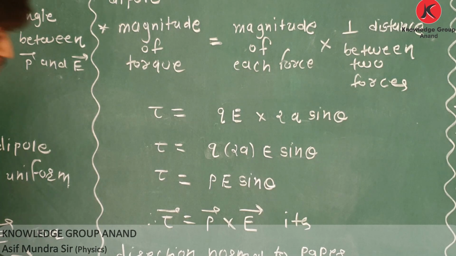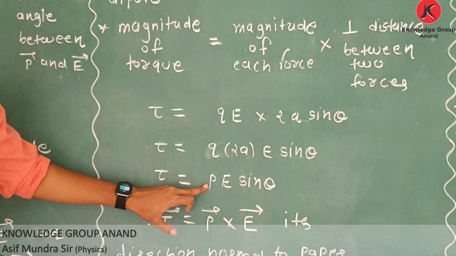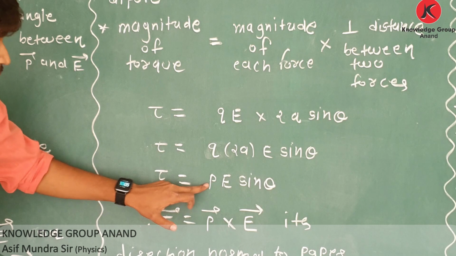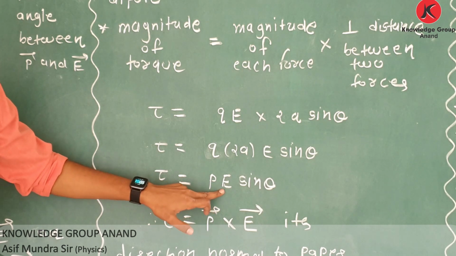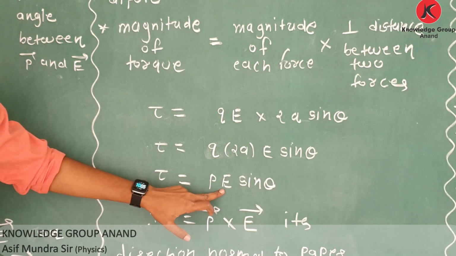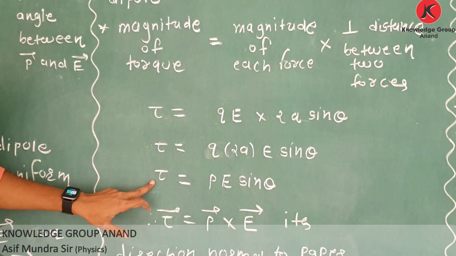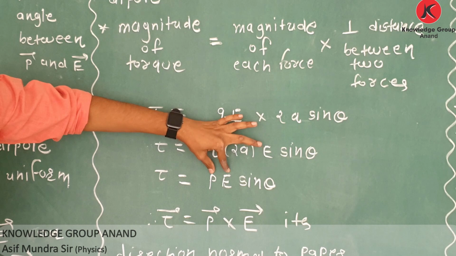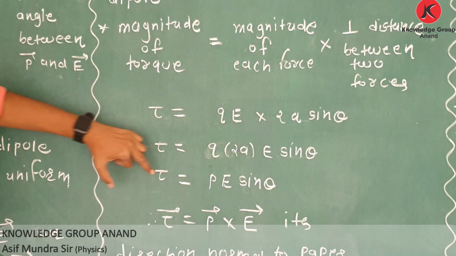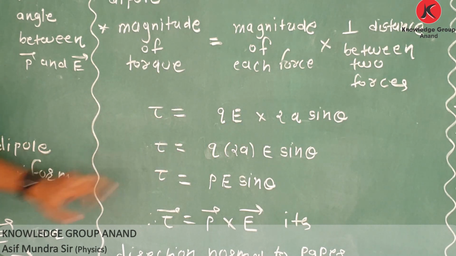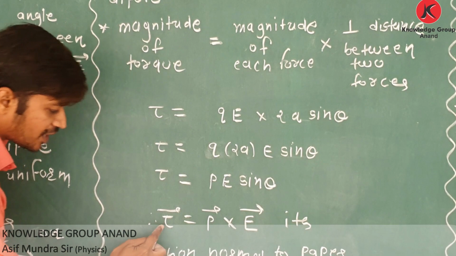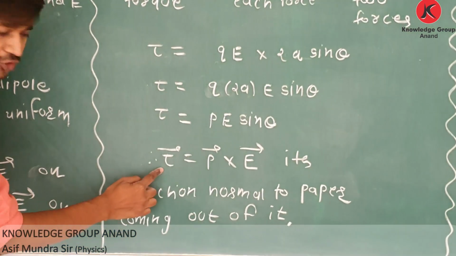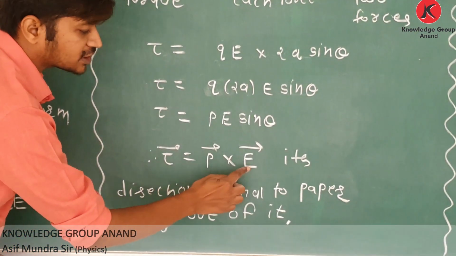Now see an important thing. P, electric dipole moment, is a vector quantity. E, electric field, is a vector quantity. And we also know that torque is a vector quantity. If the product of two vectors is also a vector, then which type of product is possible between them? Dot product or cross product? Cross product. So we can write tau, that is torque, is equal to P cross E.